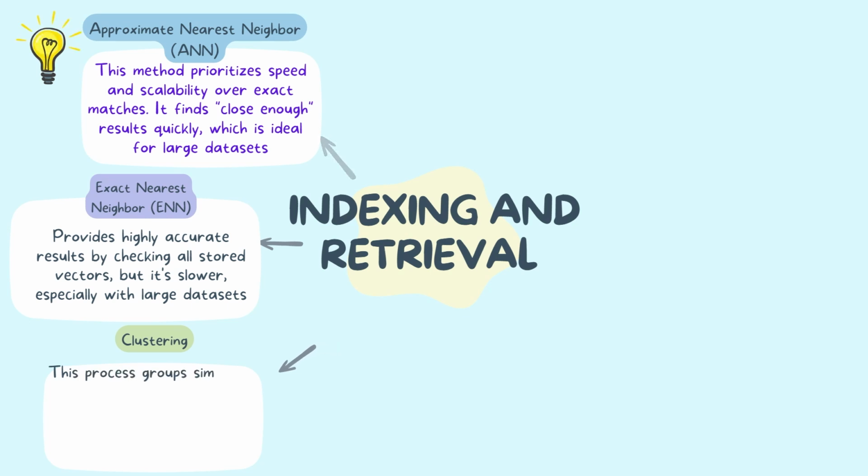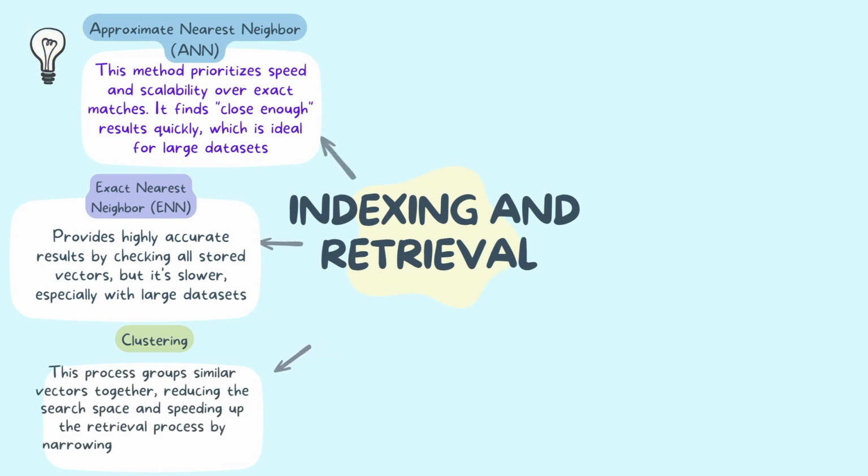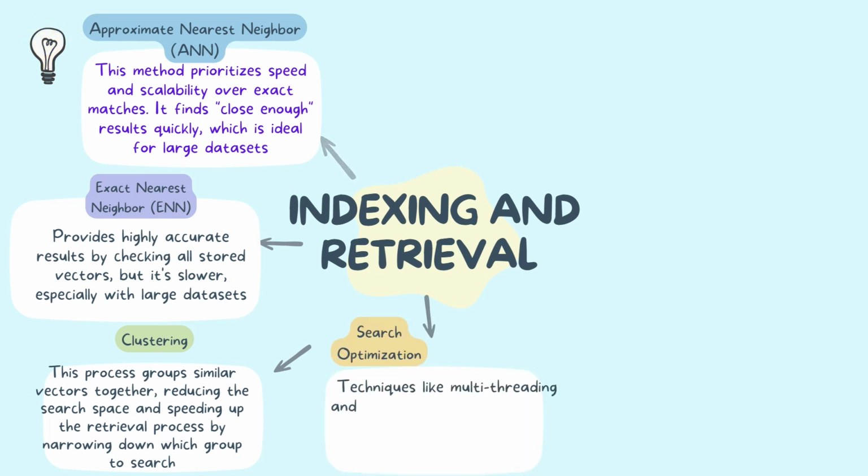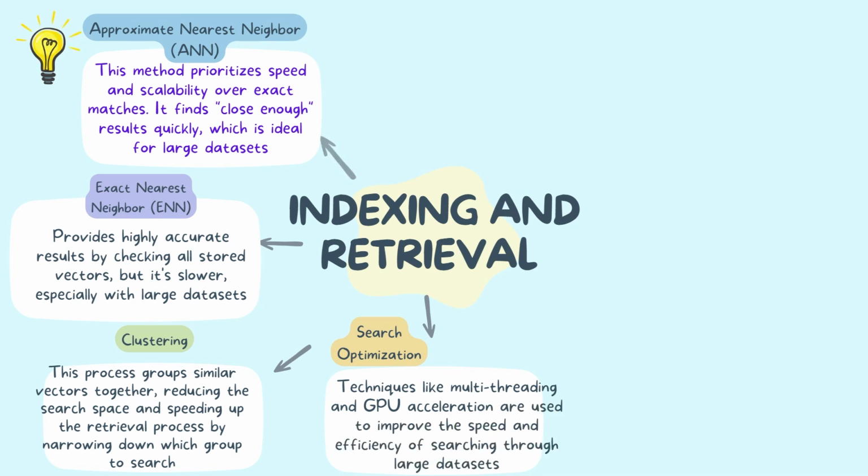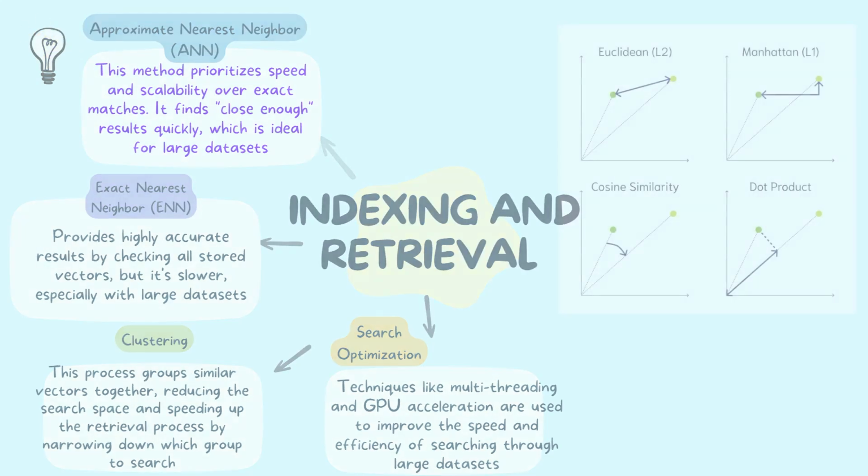Clustering. This process groups similar vectors together, reducing the search space and speeding up the retrieval process by narrowing down which group to search. Search optimization. Techniques like multi-threading and GPU acceleration are used to improve the speed and efficiency of searching through large data sets.